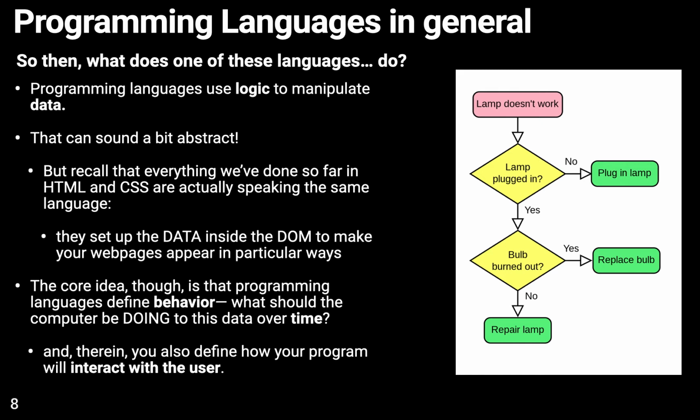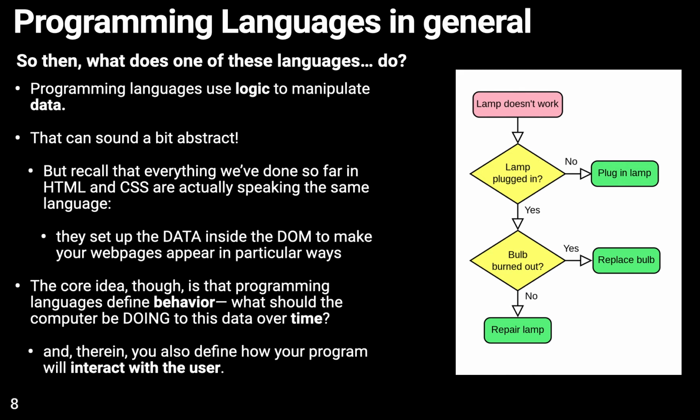Here's a little flowchart to illustrate a logical series of steps. If your lamp doesn't work, you proceed to a question with a yes or no answer: is the lamp plugged in? If no, the result is to change the data of the world by plugging in the lamp. If the lamp is plugged in, is the bulb burned out? If it is, replace the bulb. Otherwise, the bulb is not burned out. We've done our two logical checks, so now we have to send this thing in for repairs.